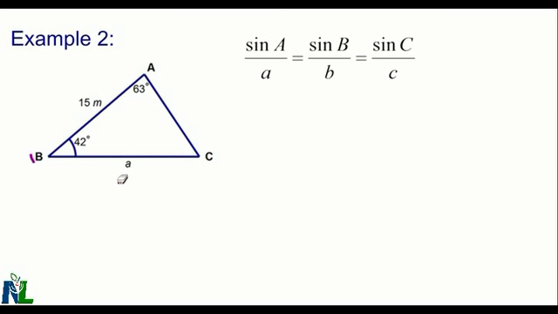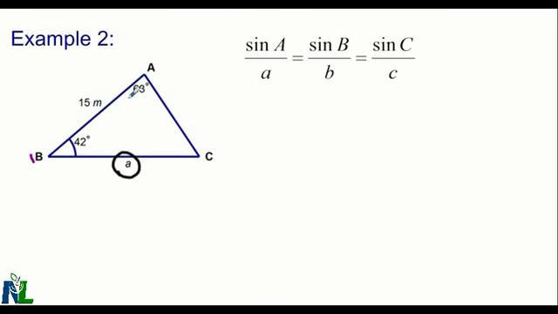In this example, we are going to use the law of sines to help us find a missing side length in our triangle. So the missing side length we're looking for is side length A. So we're going to take the information in our triangle that we know and sub it into our formula for the law of sines, which is right here.